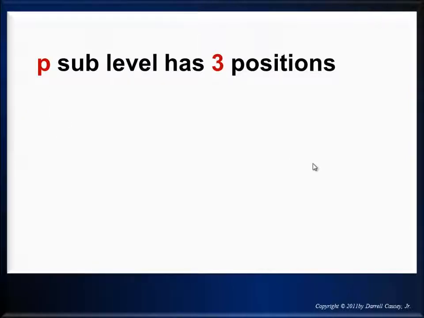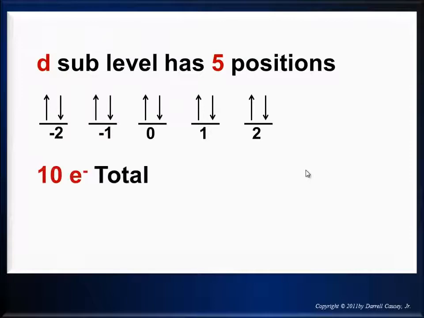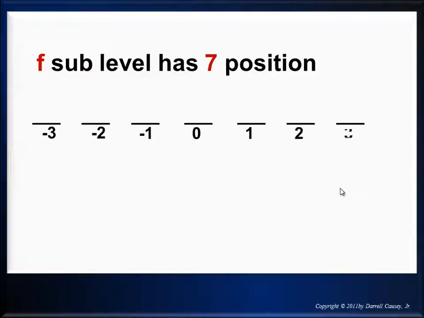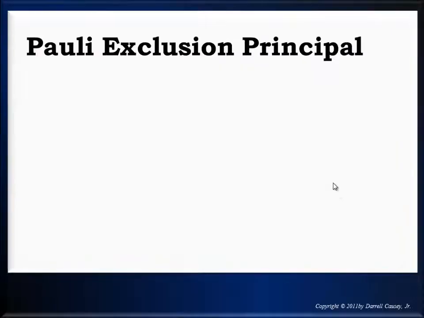P sublevel has 3 positions, -1, 0, and 1, and 6 electrons total. D sublevel has 5 positions. There they are labeled. Notice the symmetry in the P's and the D's. And there are 10 total electrons. Pretty straightforward. F sublevel has 7 positions, and I bet you could probably already figure out how they're going to be labeled: -3, -2, -1, 0, 1, 2, and 3. 14 total electrons.